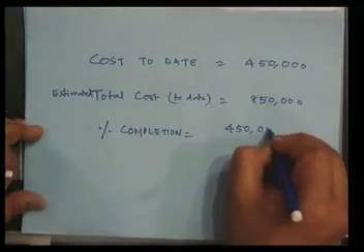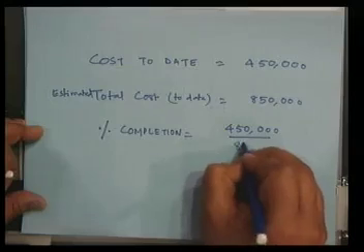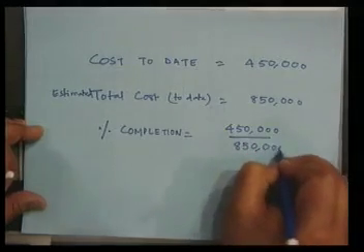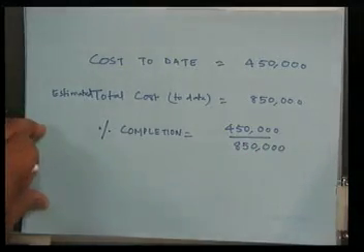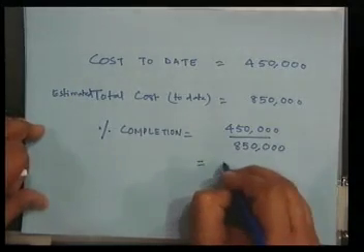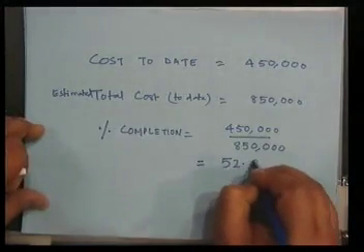So, the percentage completion of this contract is 450,000 divided by 850,000, and you will get a figure of 52.94%.